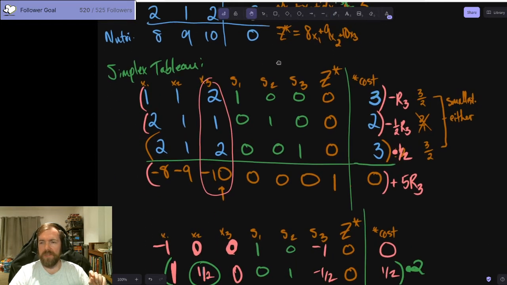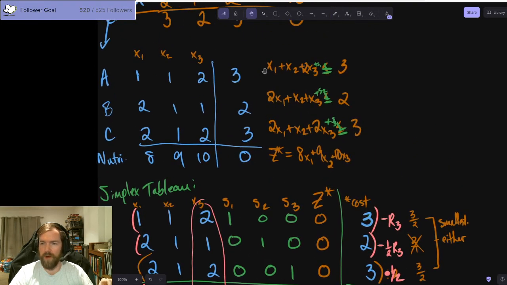Okay, so we said let's create the simplex tableau where we're going to take all of the inequalities and turn them into equations by introducing our slack variables. So the slack variables are the leftover bit that we need to add in order to make our inequalities into an equality.